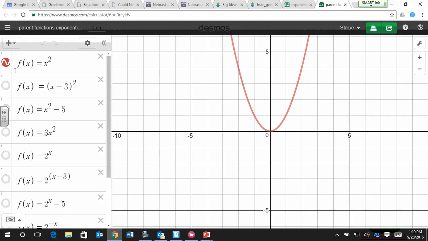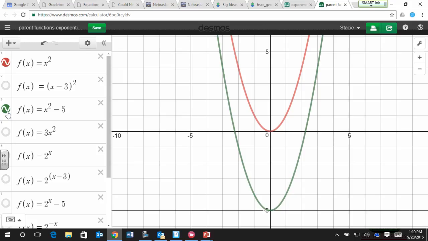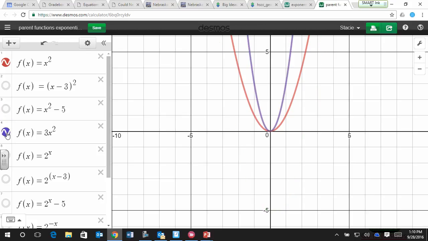So my initial function is y equals x squared, or f of x equals x squared. What's this going to do if we subtract 3 within the parentheses? Move it to the right 3, okay? Which is what we expect. If we subtract 5 from it, what happens? Down 5. This thing caused problems for me earlier too. Go away. Okay, which is what we expected. 3 times it, stretches it.